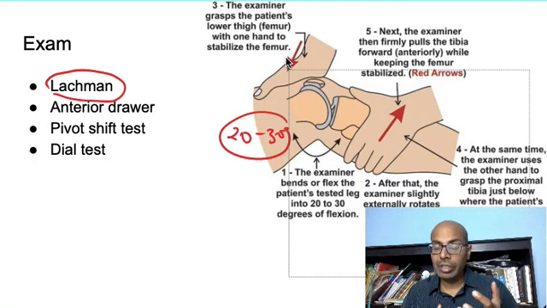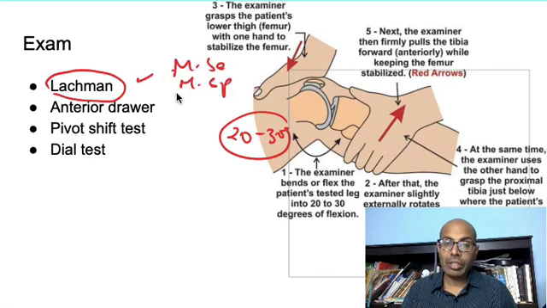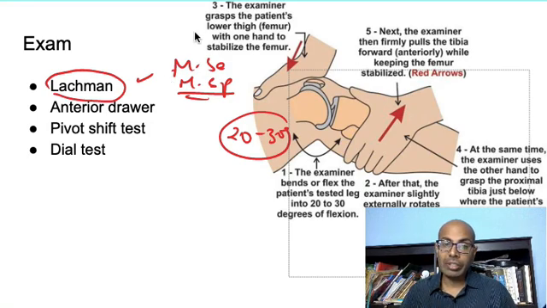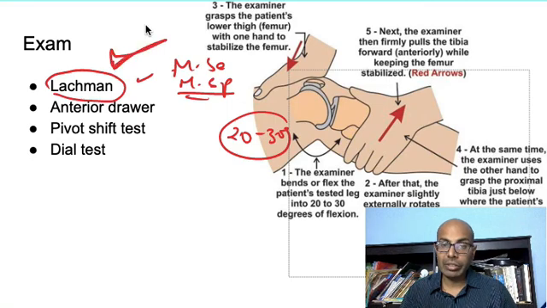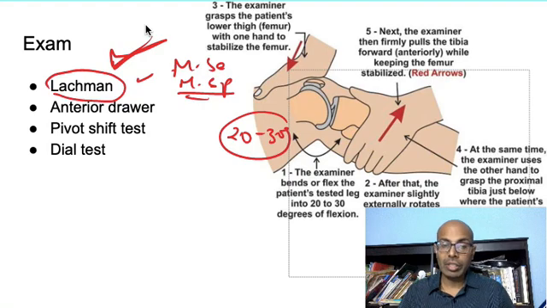If the examiner is able to do this significantly as compared to the opposite side, this indicates a positive Lachman's test. So the Lachman's test is the most sensitive and most specific test for ACL injuries. Therefore, whenever there is a question which is asking for the most specific or the best test for anterior cruciate ligament testing, the best test is the Lachman's test. So remember, the Lachman's test is a very important test for these kinds of injuries.